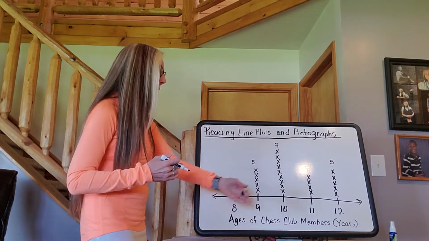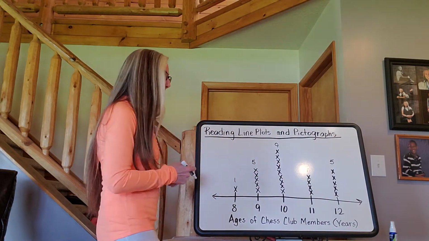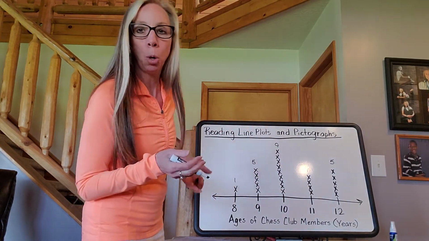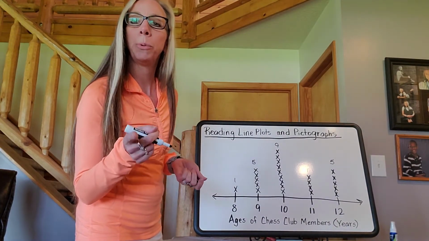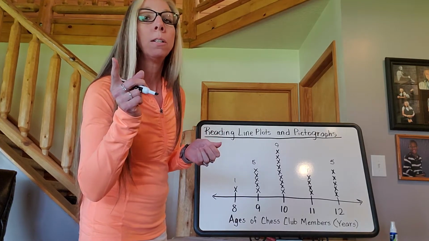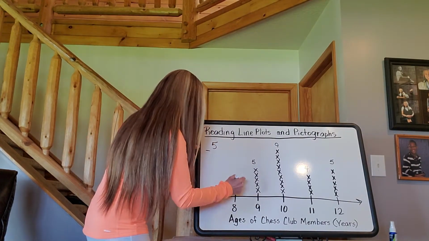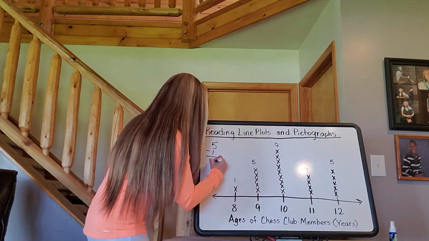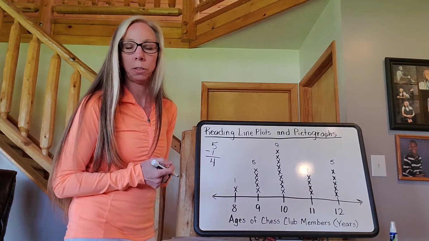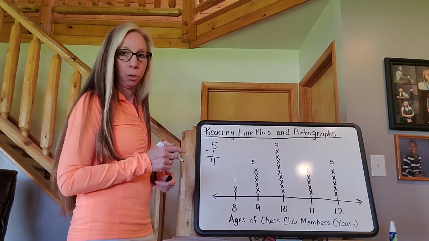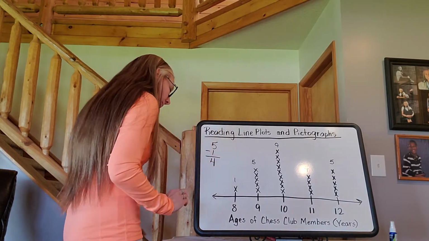So I said, how many more 12-year-olds than 8-year-olds are in the chess club? Well, how many more tells us to do what? Those clue words tell us to subtract. So we would subtract 5, take away 1, equals 4. So there are 4 more 12-year-olds in the chess club than 8-year-olds. So that's one of the examples of the questions you might see.